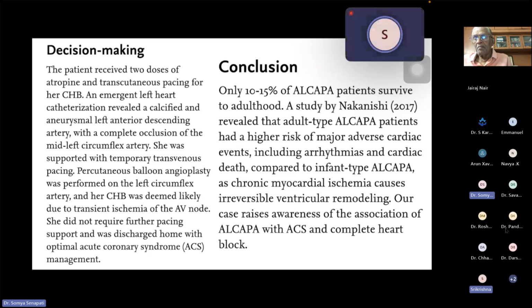So what we conclude: only 10 to 15% of ALCAPA patients survive into adulthood. A study revealed that adult type ALCAPA patients have a higher risk of major adverse cardiac events, including arrhythmias and cardiac death, compared to infant type ALCAPA, as chronic myocardial ischemia causes irreversible ventricular remodeling, in contrast to infant type ALCAPA, where it is reversible. So this case raises awareness of the association of ALCAPA with ACS. That is complete. Thank you, sir.